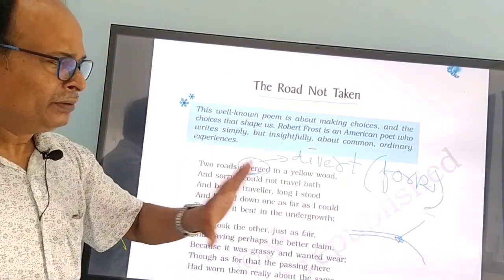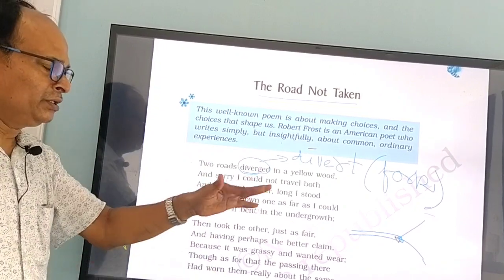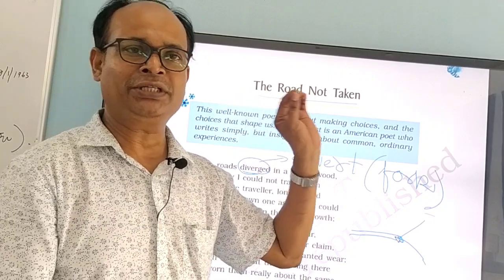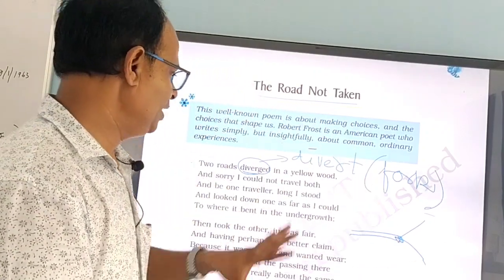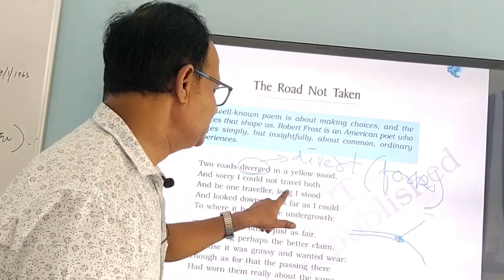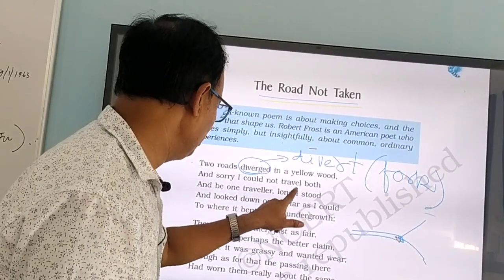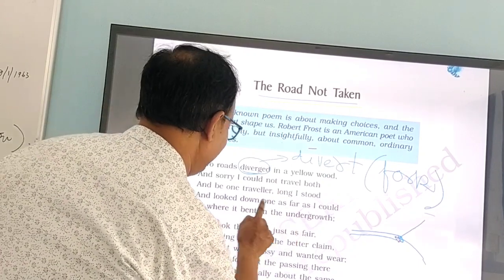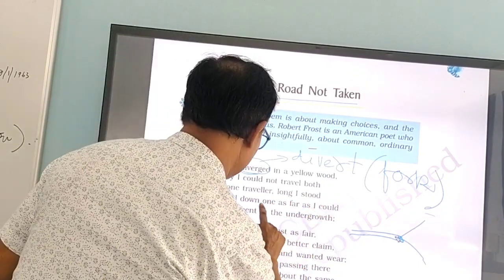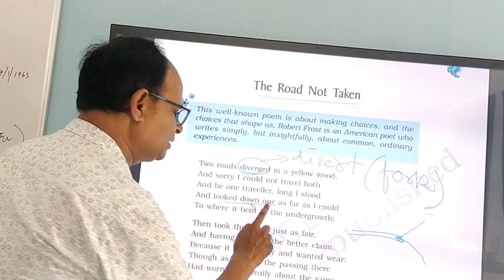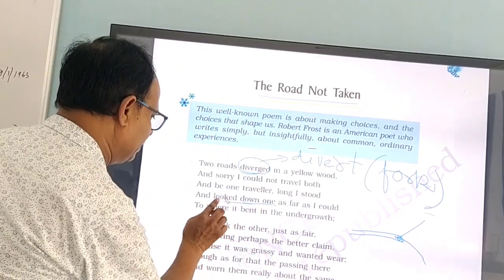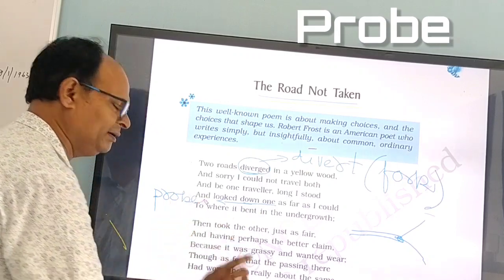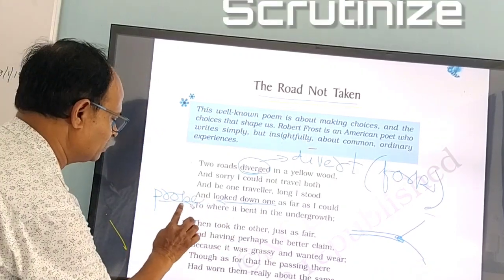So he was standing there; he did not instantly take one particular route, because it is a question of his life and death. Therefore he stood there for a long time and looked down one as far as he could. He was looking down. What does look down mean here? The simple meaning is probe. Do you know the meaning? Probe means scrutinize. Okay?